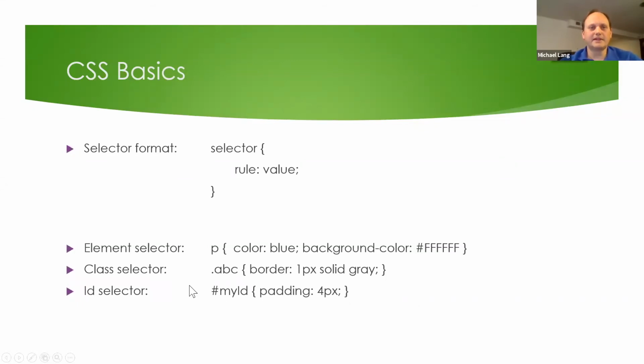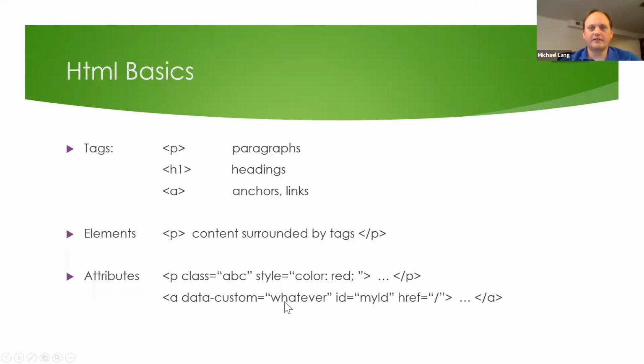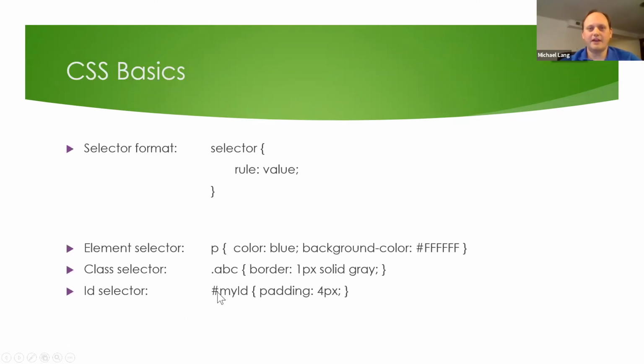The other main type of selector is an ID selector. And this one, you always start with a hash symbol and then whatever the ID is. So notice here, this says my ID. If I come back over here, this last element here is an ID equals my ID. There's no hash symbol here. It's ID equals my ID. And then the selector is hash symbol my ID.